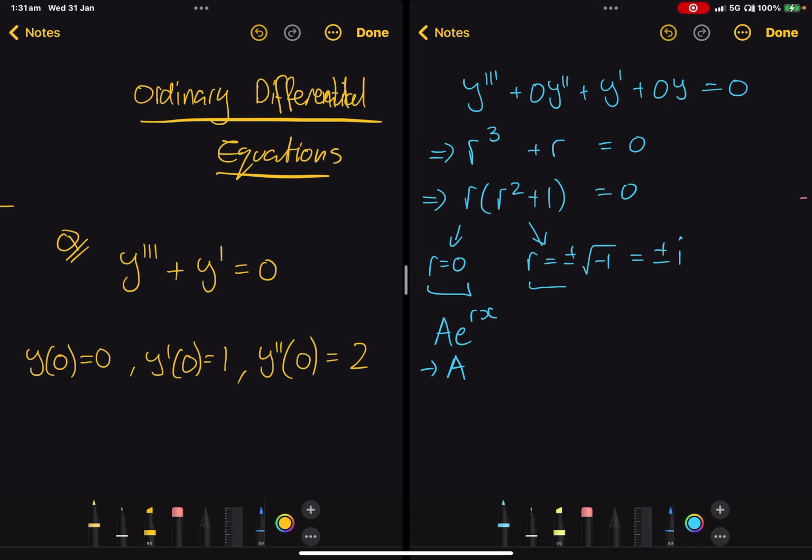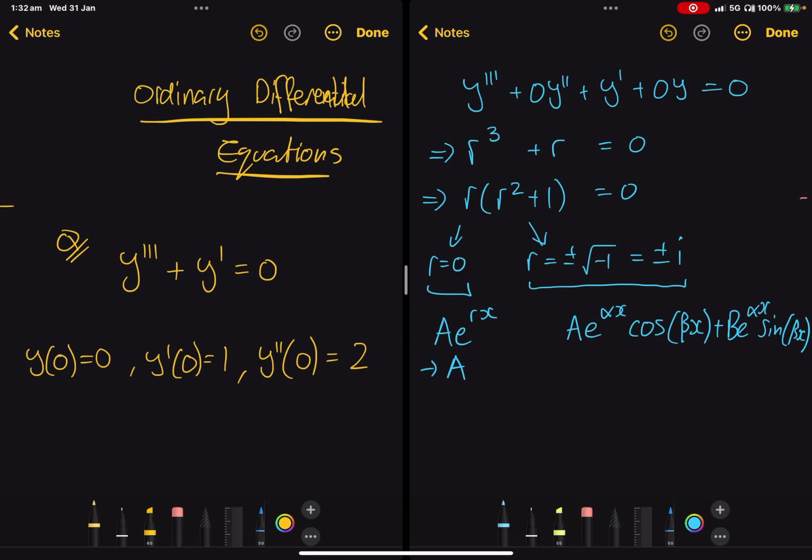And then if we have a pair of complex conjugates, those solutions, this will yield us two solutions, which will be a e to the alpha x times cosine of beta x plus b e to the alpha x times sine of beta x.